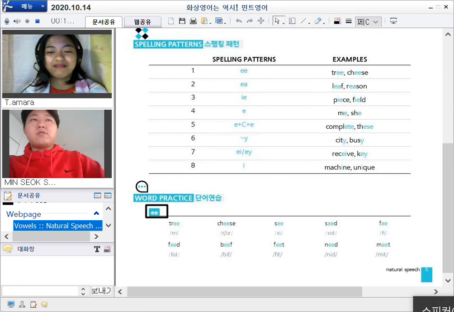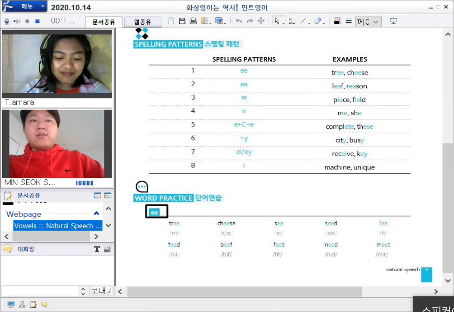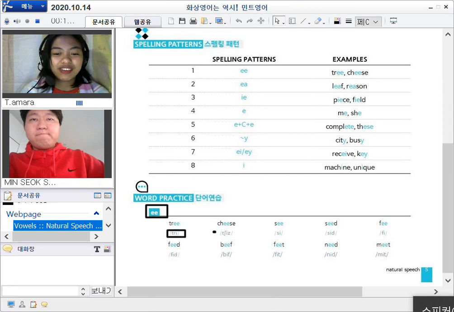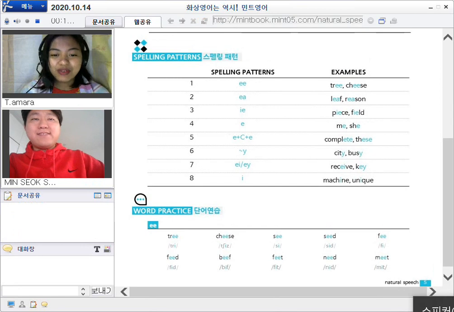from left to right? Tree, cheese, sea, seed, fee, feed, beef, feet, need, meat. Okay, then. Also, if you notice below it, this is the IPA symbol of these words. Any questions about the words here? No. Okay, let's move on to the next page.